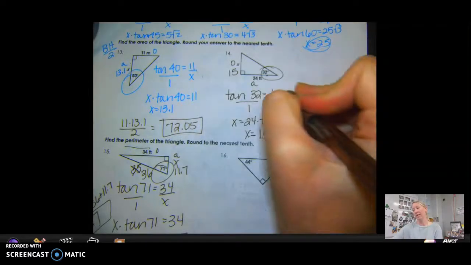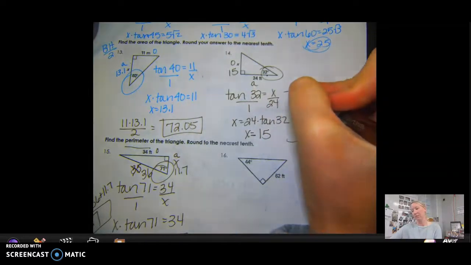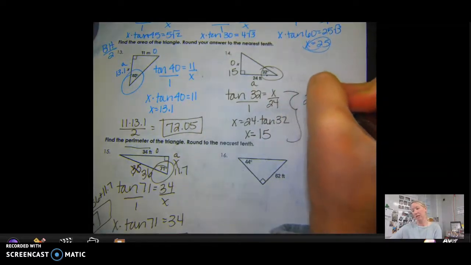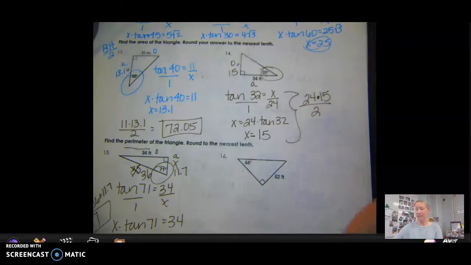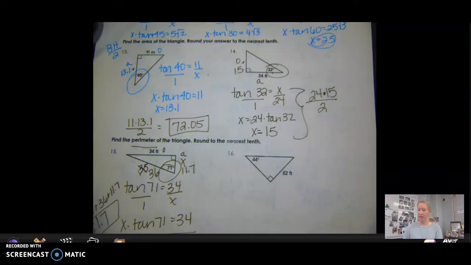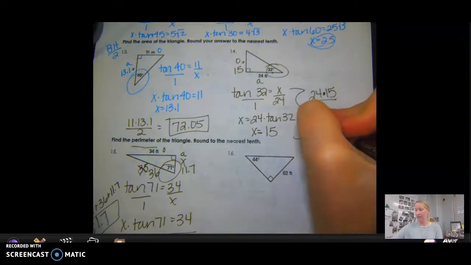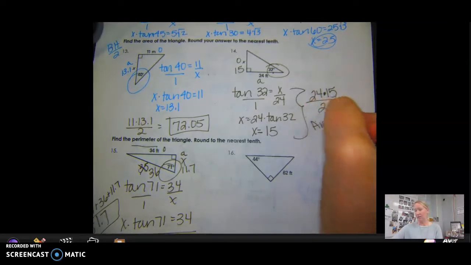But they want us to find area. So area is base times height, so 24 times 15 divided by 2. The base and the height make the 90-degree angle. So we get area equals 180.